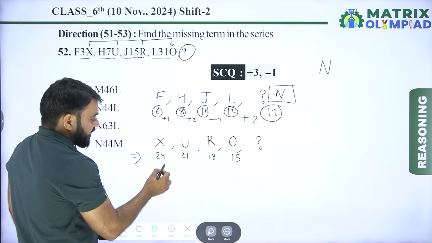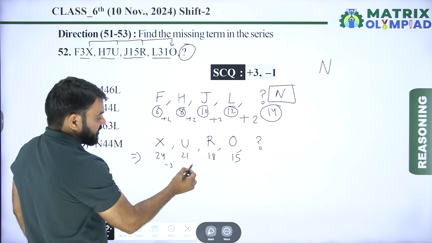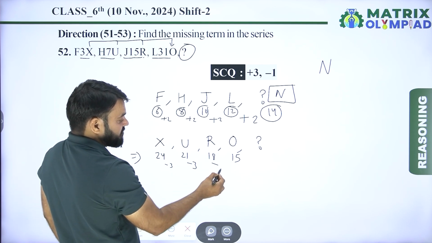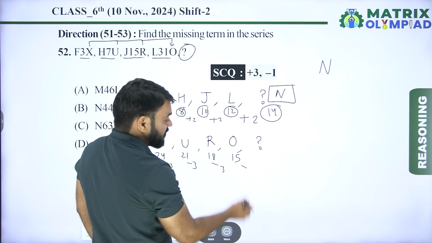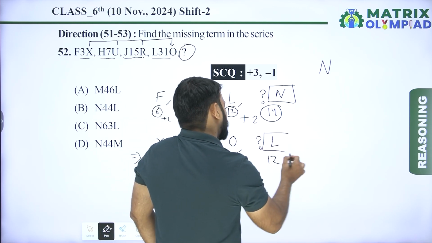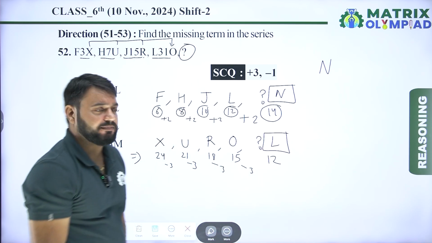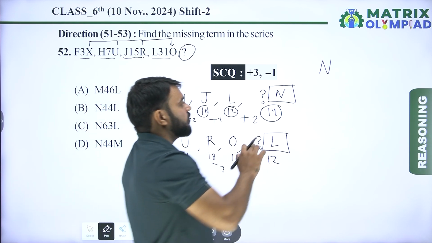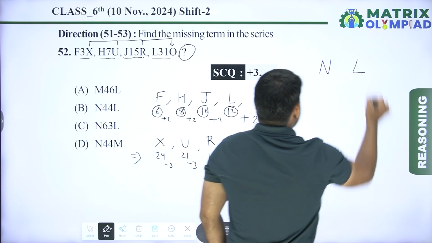So the pattern is 24 minus 3, it means 21, 21 minus 3 means 18, 18 minus 3 means 15. Similarly, 15 minus 3 means 12. So 12 means L, because the place value of L is 12 in the English alphabet. So the second alphabet of the missing term is L.